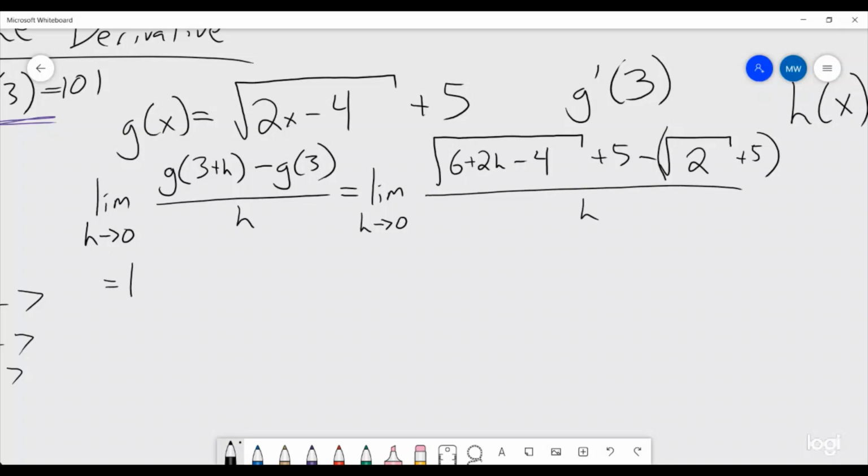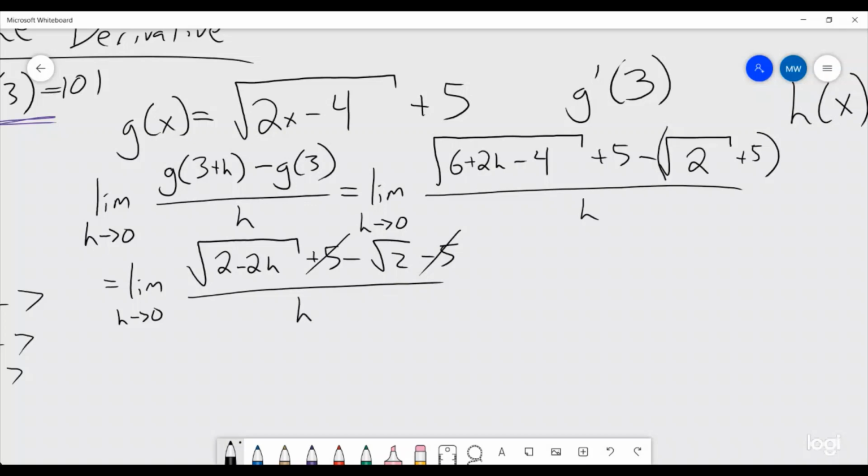So that becomes the limit as h goes to 0 of the square root of 2 plus 2h plus 5 minus the square root of 2 plus 5. Well, those 5s can just cancel straight away. So we are left with just the limit as h goes to 0 of the square root of 2 plus 2h minus the square root of 2, all over h.